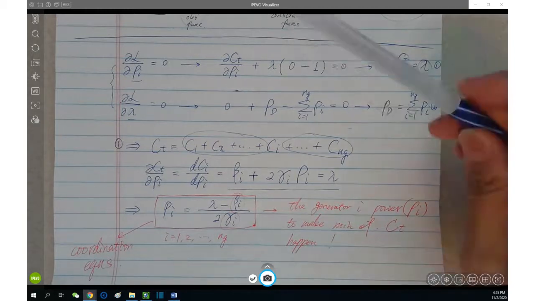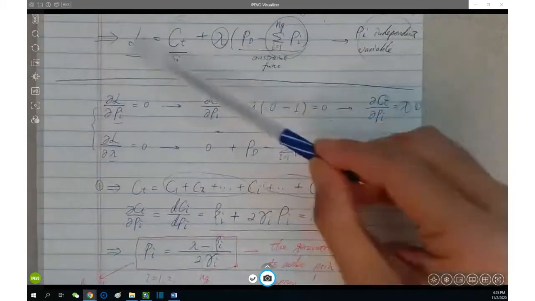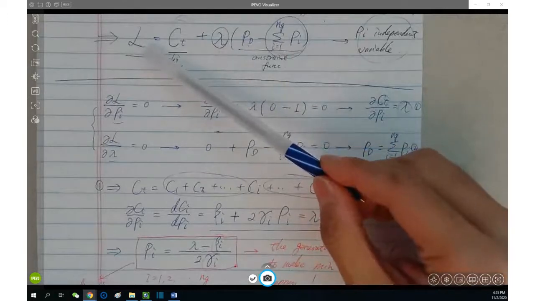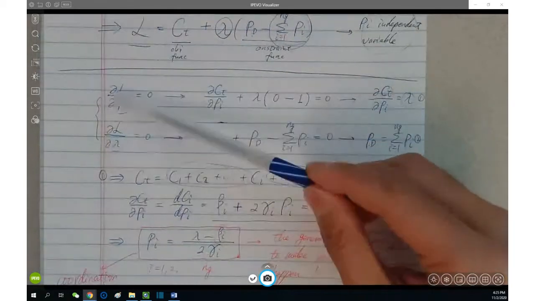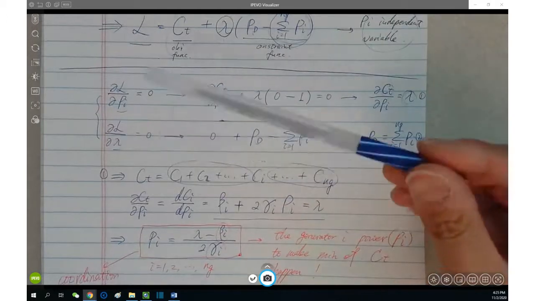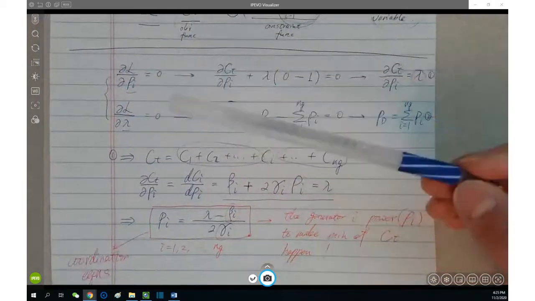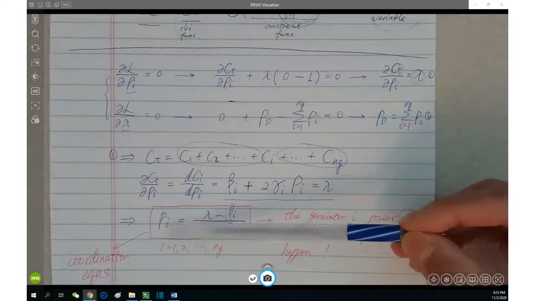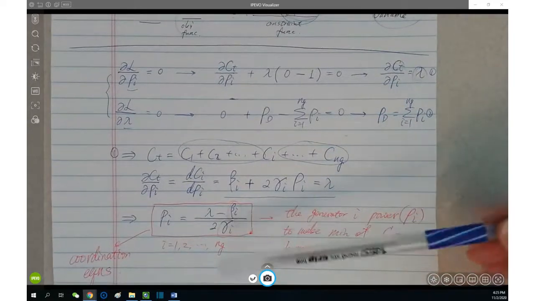Because establishing the L function, okay, right? And after that, we look for the partial derivative equations. From the equations, we find the independent variable value. Okay, good. What else do we need to do?